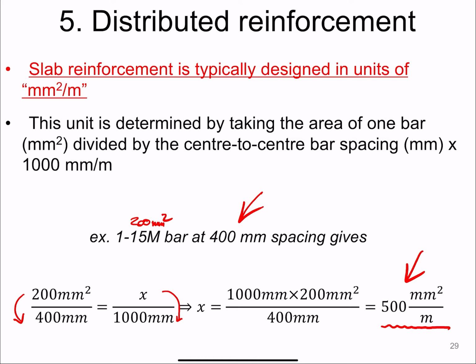And then we can go back and forth from this calculation. Because later on, when we calculate how much steel you need to carry a moment, you're going to get it in square millimeters per meter. And then you are going to have to convert that into how many bars and at what spacing. So that's how you convert that.